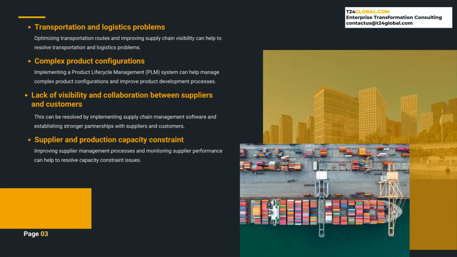6. Complex product configurations. Implementing a product life cycle management, that is, PLM, system can help manage complex product configurations and improve product development processes. Business operations activities involved in PLM implementation include product design, engineering change management, and product data management.